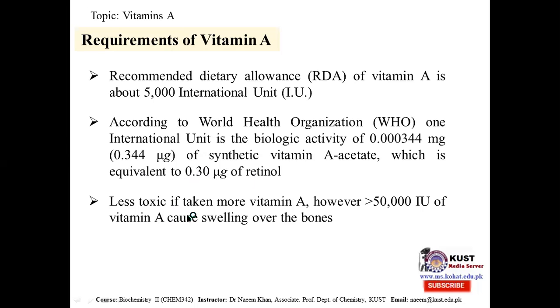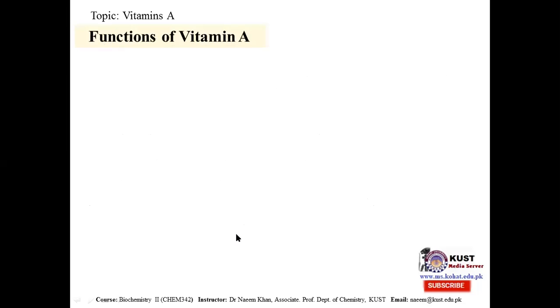Less toxic if taken more vitamin A. Vitamin A overdosage is not that dangerous. However, if we take more than 50,000 international units of vitamin A, then it will cause swelling of bones.